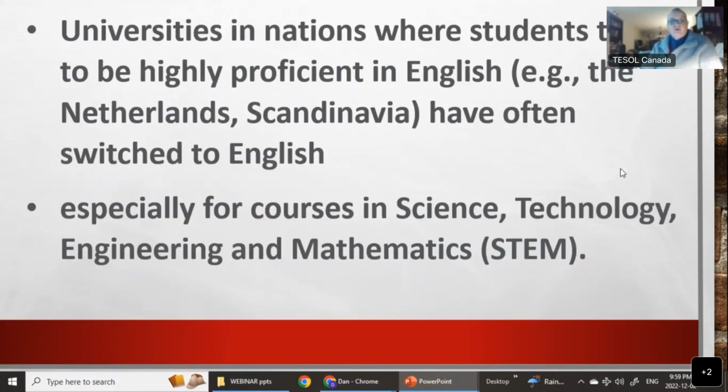Universities in nations where students tend to be highly proficient in English, for example the Netherlands and Scandinavia, have often switched to English. The entire university has done that, especially for courses in science, technology, engineering, and mathematics, the STEM subjects.